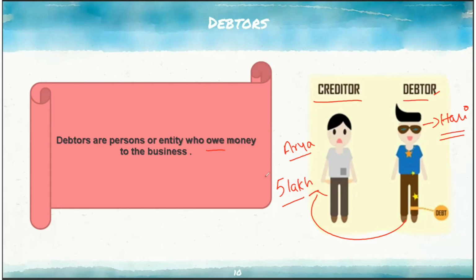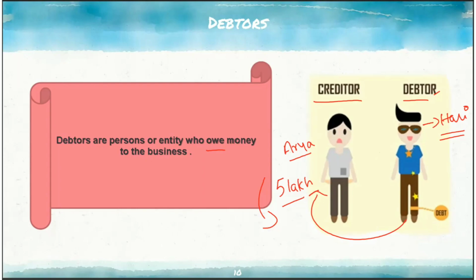Maybe Arya wants to start a business, a small store. For that he is giving 5 lakh rupees. So here the debtor is Hari. Now, who is a creditor? You might have understood by now. The person who has borrowed the money, we call them a creditor. It's very simple. The person who has lent the money, we call them a debtor. A person who has borrowed the money, we call them a creditor.